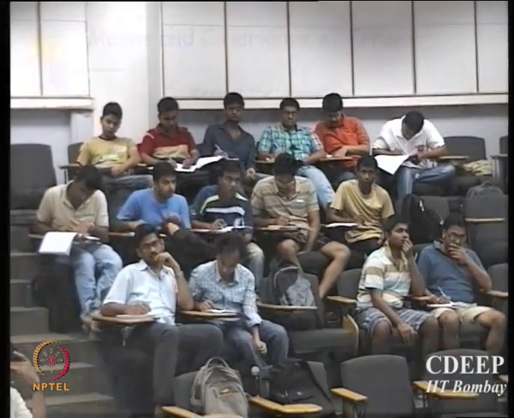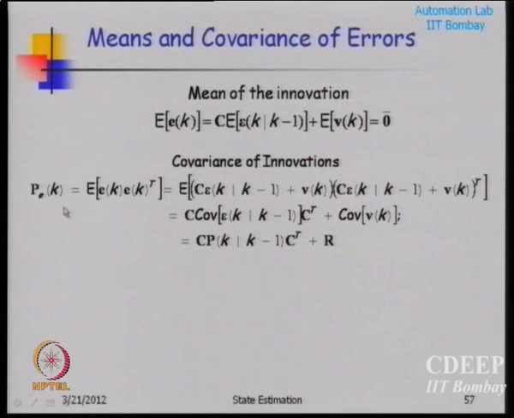See, what you will get is like this. I am calling this PE, and Ek Ek transpose is C times this plus this whole quantity into the bracket transpose. I am taking expectation of this. So you will get C. Now this error and Vk are uncorrelated. So cross covariance between epsilon k given k minus 1 and Vk is 0. And then that gives me this relationship.